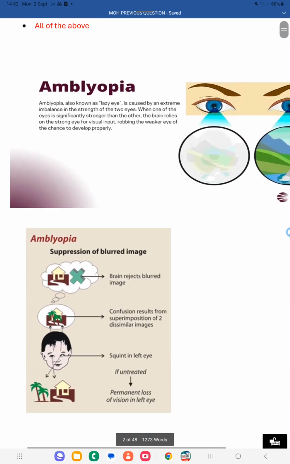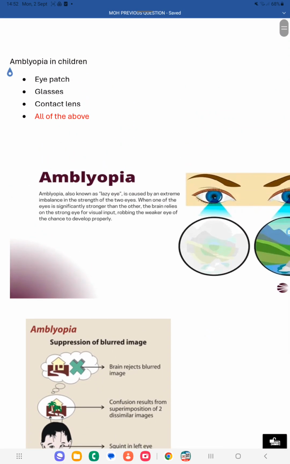Here, amblyopia in children they have asked, so the treatment portion they have asked. Eye patch is there, glasses we will be giving, contact lens will be there. All of the above will be the answer for the treatment part of amblyopia. So this is about amblyopia. This usually happens in children.